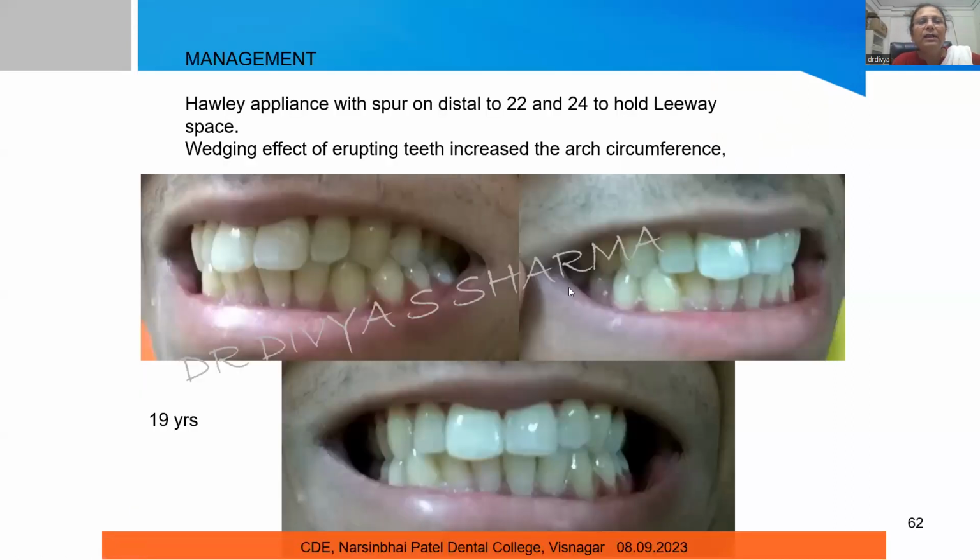And this is a full-fledged arch. What I did was give a Hawley appliance with spurs on the distal of 2.2 and 2.4 to hold the leeway space, and the wedging effect of the erupting teeth increased the arch dimensions and circumference by itself. There you can see the good interdigitation and straightening of the teeth. It happened by chance: I gave a Hawley appliance, nothing else, and everything was managed by itself.